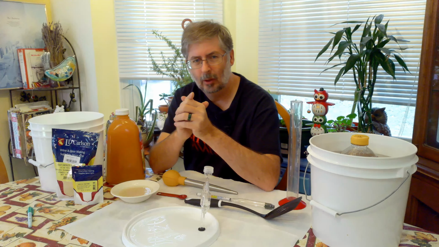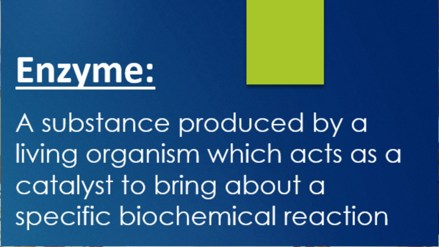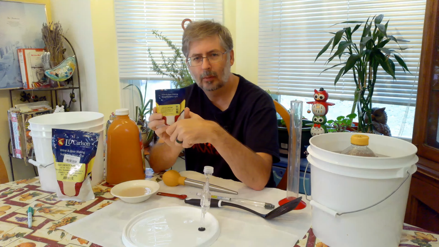So first off, what is an enzyme? An enzyme is a substance produced by a living organism which acts as a catalyst to bring about a specific biochemical reaction. So in this case here, the enzyme that we're using is called pectic enzyme. So what is the reaction that we're looking at for a pectic enzyme? What biochemical reaction are we looking for?